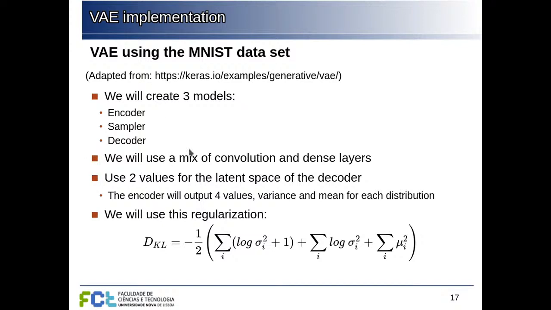We are going to mix up convolution and dense layers because we're going to deal with the MNIST dataset, and so these are images. We're going to use these kinds of layers, and we're going to use 2 dimensions for the latent space. So the sampler will output vectors of 2 values for each example. That's what the decoder will receive. And so the encoder will need to output 4 values, 2 variances and 2 means, because it has to characterize each of these 2 distributions. And we're going to use the regularization that we saw previously for this independent mixture of Gaussians.